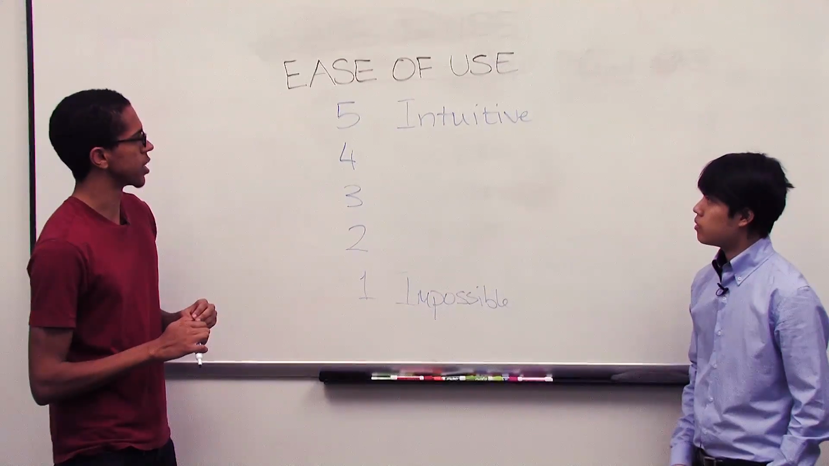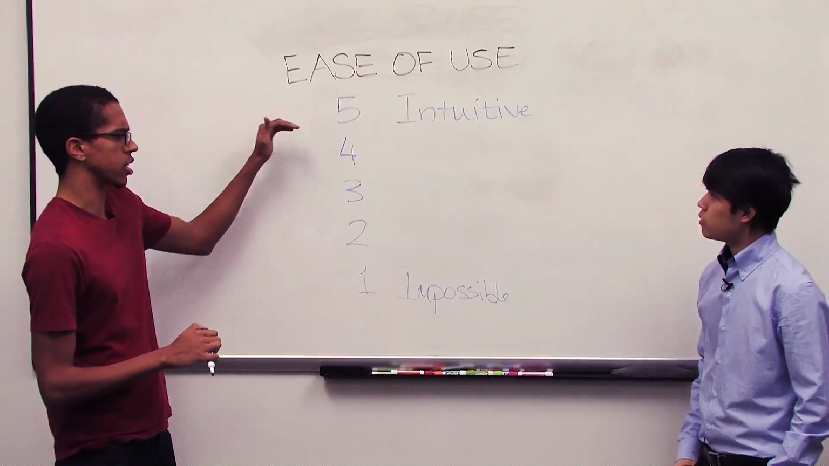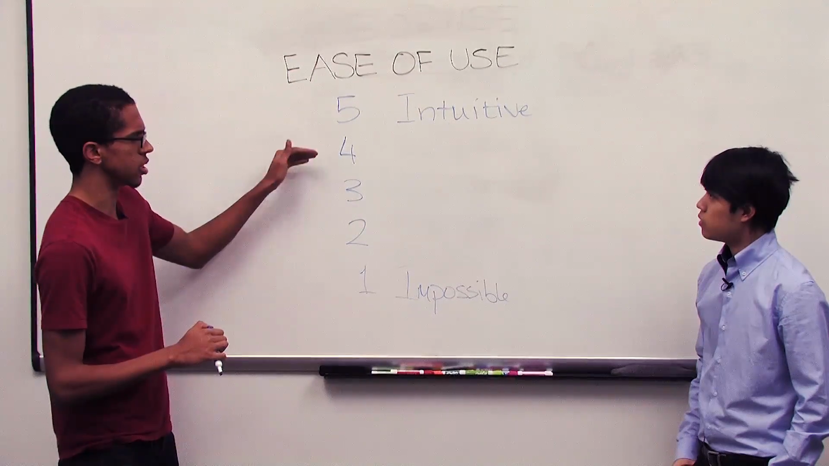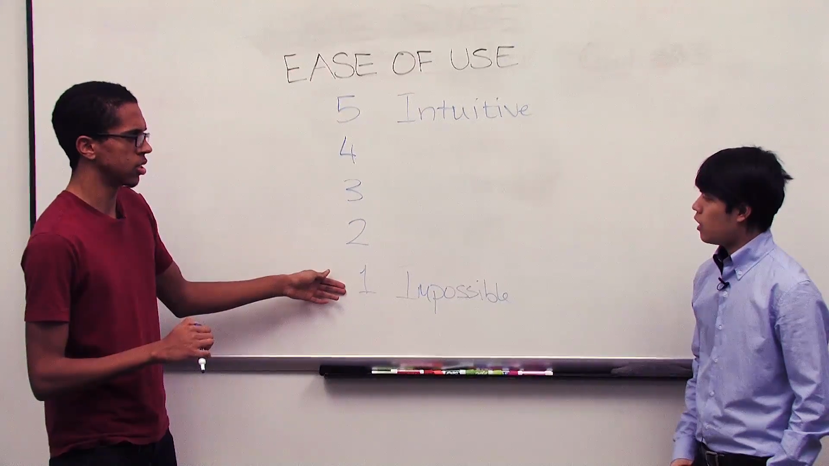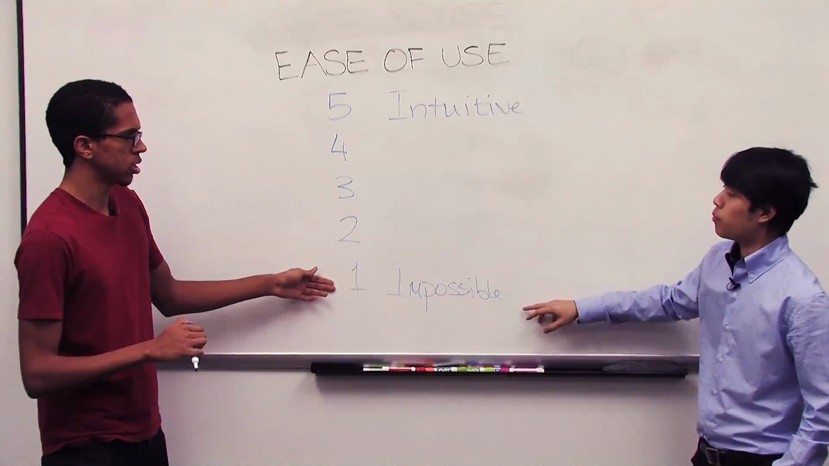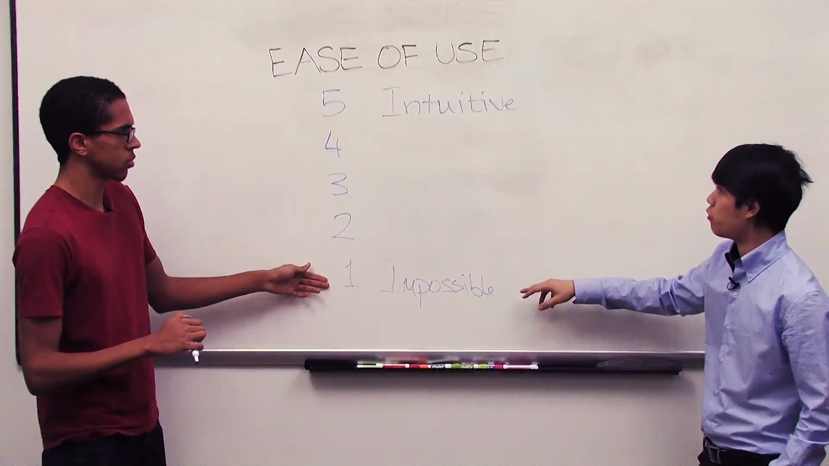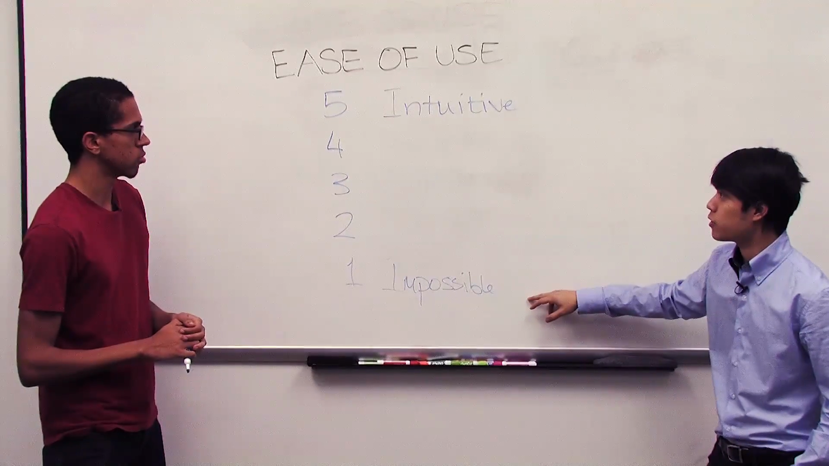So what if we went for something different, like very easy, easy, neutral, hard, and very hard? And then we can use these 2 words, intuitive and impossible, as qualifiers for very easy and very hard. That works.